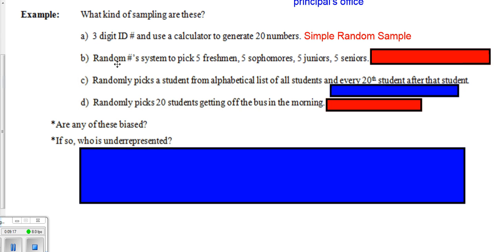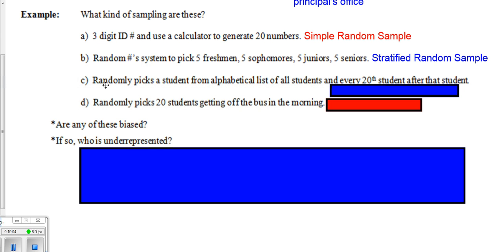Let's look at B though. It's a random number system to pick 5 freshmen, 5 sophomores, 5 juniors, and 5 seniors. So this isn't everybody in the whole group. It's just 5 freshmen, 5 sophomores, 5 juniors, 5 seniors. So we kind of break it down into groups first. Because it was broken down into groups first, this would be a stratified random sample. It's still randomly selected. We used random numbers again to pick them, but because we had to put them into groups first, it's a stratified random sample. So it's random, but there are still groups in it.